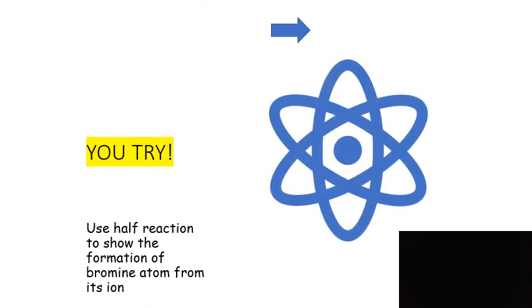So now we are going to draw using half reactions. We are going to show the formation of a bromine atom from its ion. Of course we're going to start with the ion. And how do we write the bromine ion? Very good. Br -1. It's in group 7, so it's going to gain one more to have a -1 charge, and we put Br2. Why do we put Br2? Because bromine is diatomic. Everyone in group 7 is diatomic.